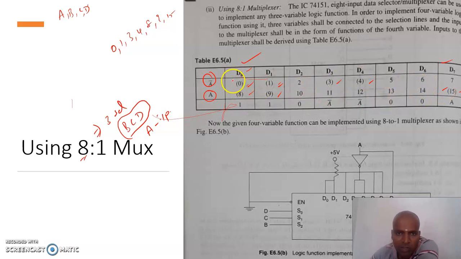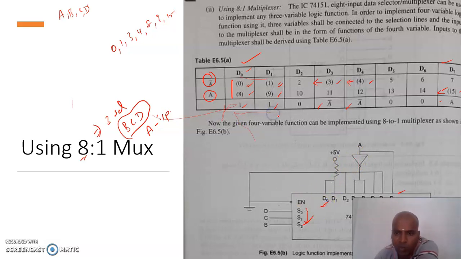So here both the values are having brackets, so the value is 1. Here also the value is 1. Here A bar alone, and here A bar alone, and here A alone. So once we find all the values of D0, D1 up to D7, let's draw the block and write the values from D0 to D7. Then here the selection lines. Okay, then take the corresponding inputs for all the 8 data inputs, D0 to D7.